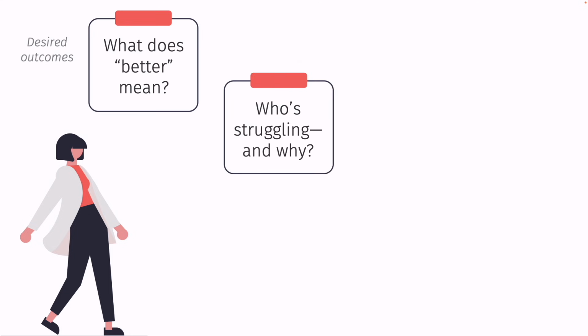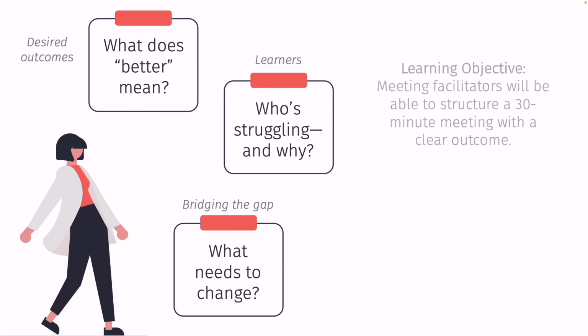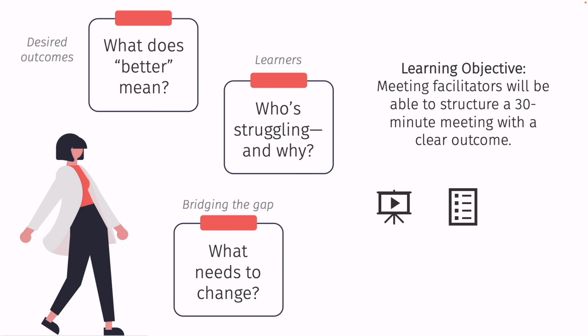Who's struggling and why, to learn who the learners are? What needs to change, to figure out how to bridge the gap between what's happening now and what needs to be happening? And from there, they might define a learning objective, like meeting facilitators will be able to structure a 30-minute meeting with a clear outcome. Design a short blended course with a 10-minute video on the basics of a meeting structure, a downloadable meeting template for creating meeting agendas and taking notes, and live role-play sessions. Add a follow-up activity where learners apply the tips in a real meeting and reflect on what worked and what didn't in a private Slack channel.